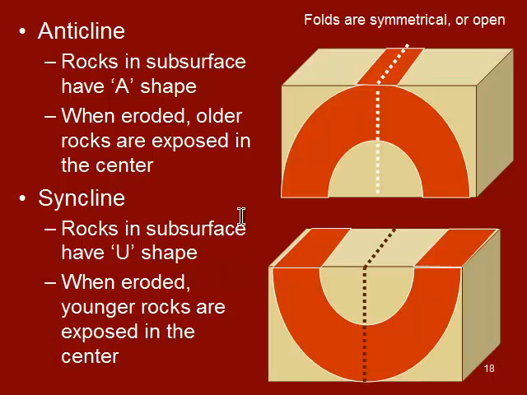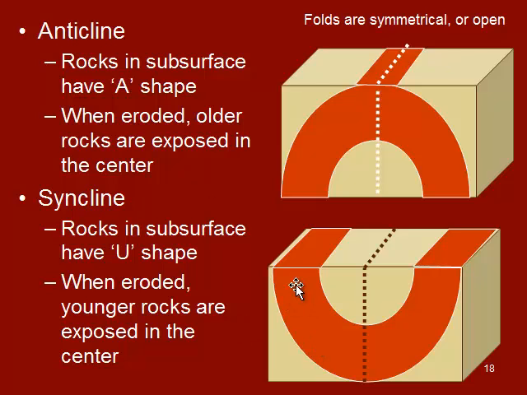So anticlines, when we look at the rocks in the subsurface, if we were to take a vertical slice into the earth, they would have an A shape. And here you can see this is going to be symmetrical because on either side of this axis, which is the dotted line, there's a mirror image on either side. When we take those rocks that were bent into that A shape and we erode down into them and remove the surface layers, we're going to expose older rocks in the center, and then we'll have younger rocks on either side, because the rocks on the bottom had to be there before the rocks on the top were deposited. So older on the bottom, younger on the top.